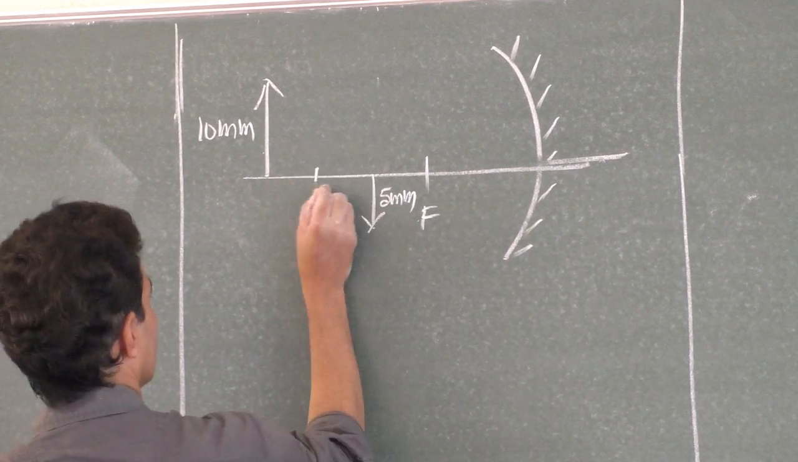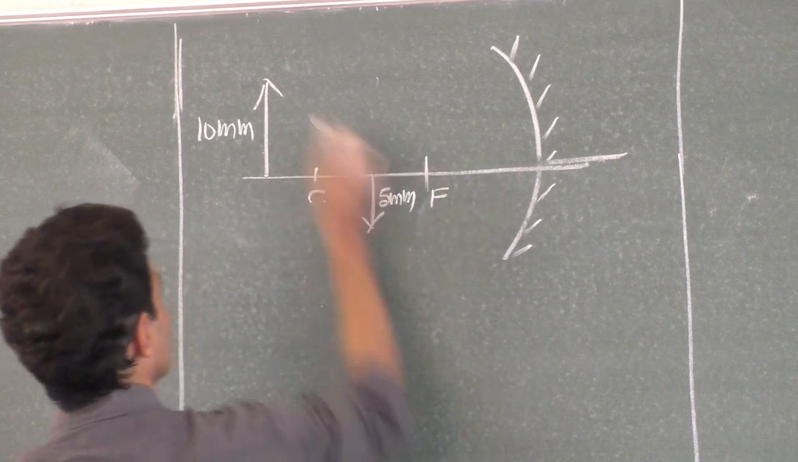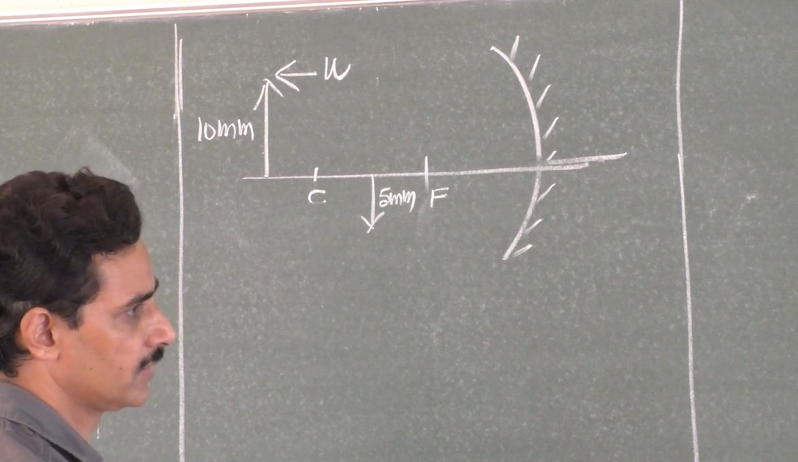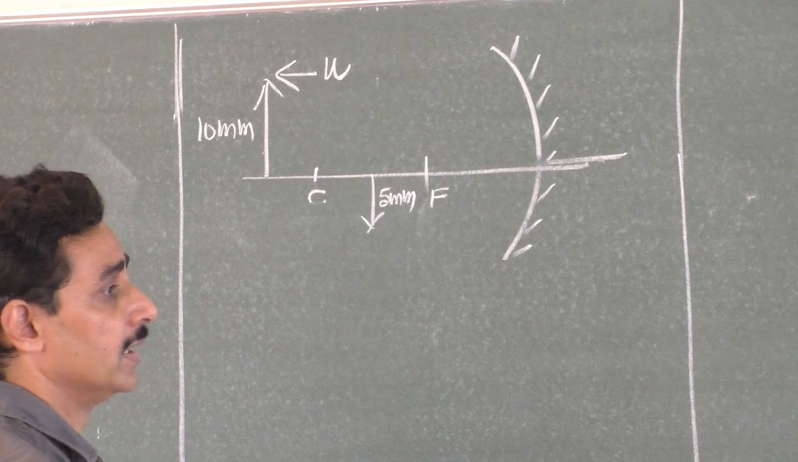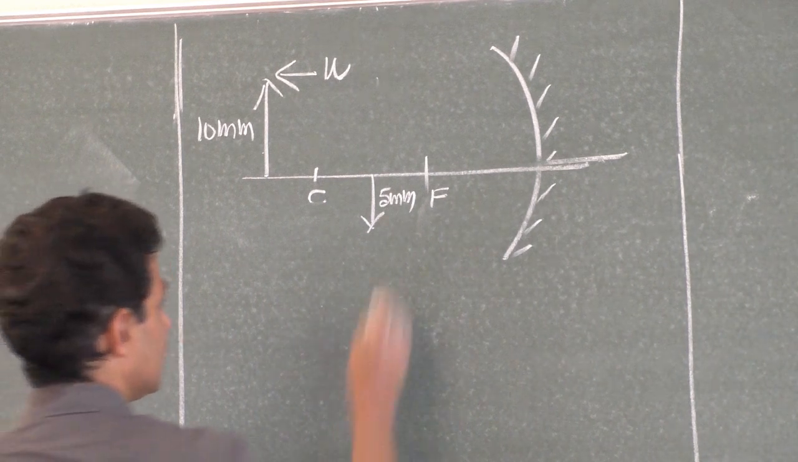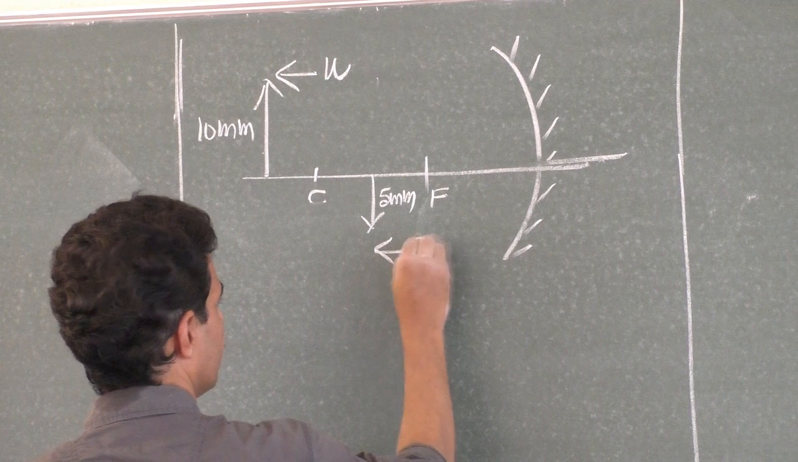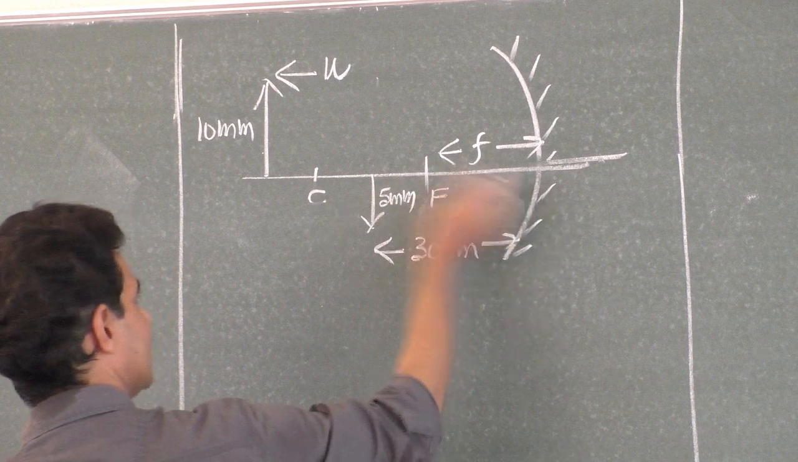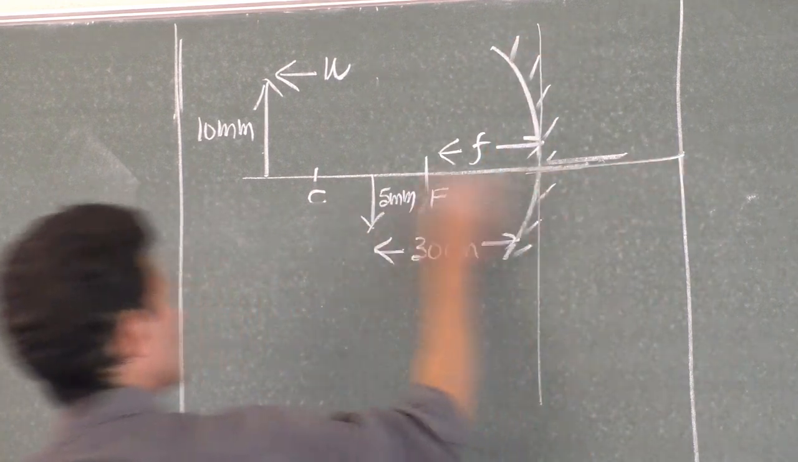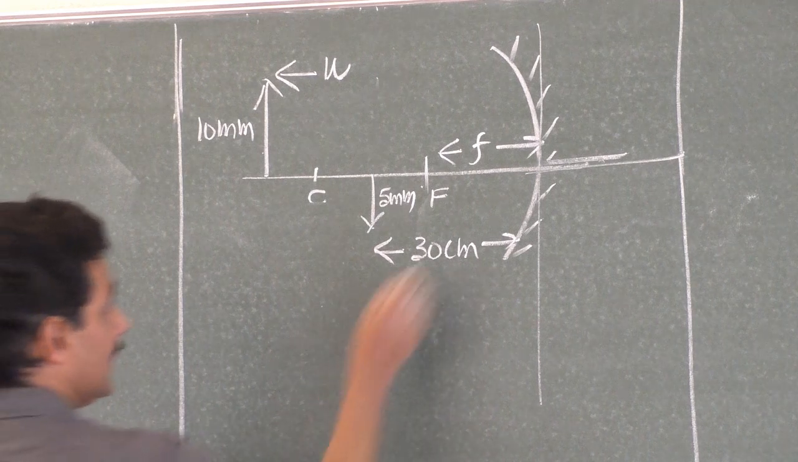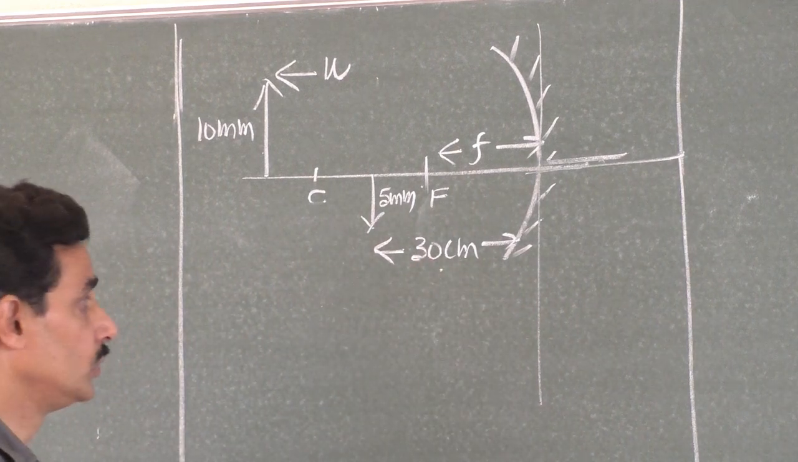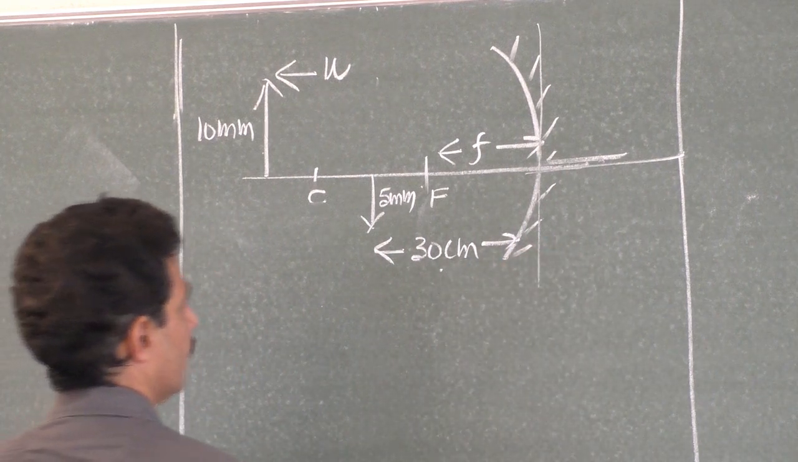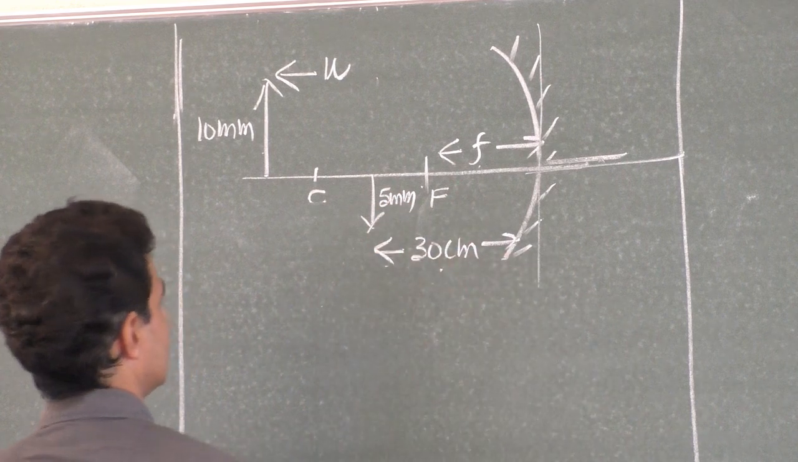Center, focus. The object distance is not given, only the height of the object pin. A 5 millimeter long image is formed at a distance of 30 centimeter in front of the mirror. So the focal length you have to get, one thing is it should be negative in the coordinate system, and another thing is it should be less than 30 centimeter. So we have 2 clues to verify whether the answer is correct or not: the focal length should be negative and less than 30 centimeter.